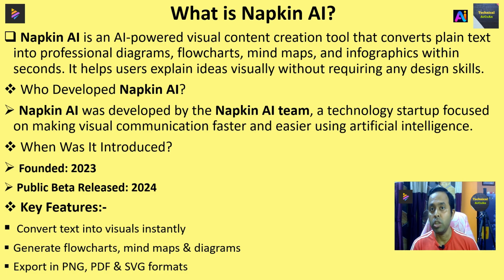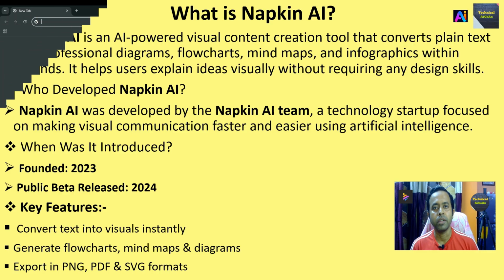When was it introduced? Founded in 2023, public beta released in 2024. Key features: convert text into visuals instantly like flowcharts, mind maps, infographics or diagrams, right? Generate flowcharts, mind maps and diagrams. Export in PNG, PDF and SVG formats, right? So let's move to the Napkin AI website and create our first AI generated visuals step by step, right?